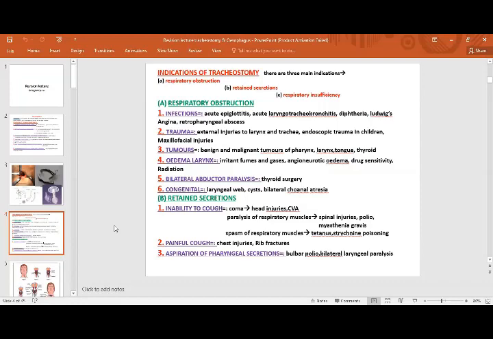It is mostly a complication of thyroid surgery, elective surgery. So in this case, we can do a permanent tracheostomy. Some conditions are congenital, like laryngeal web, or subglottic stenosis. In this condition, we need to do the tracheostomy in young kids as well. The other condition is retained secretion. These retained secretions are present in patients who are unable to cough or have a painful cough, like chest injuries and rib fractures, and then, of course, aspiration of nasal secretion.